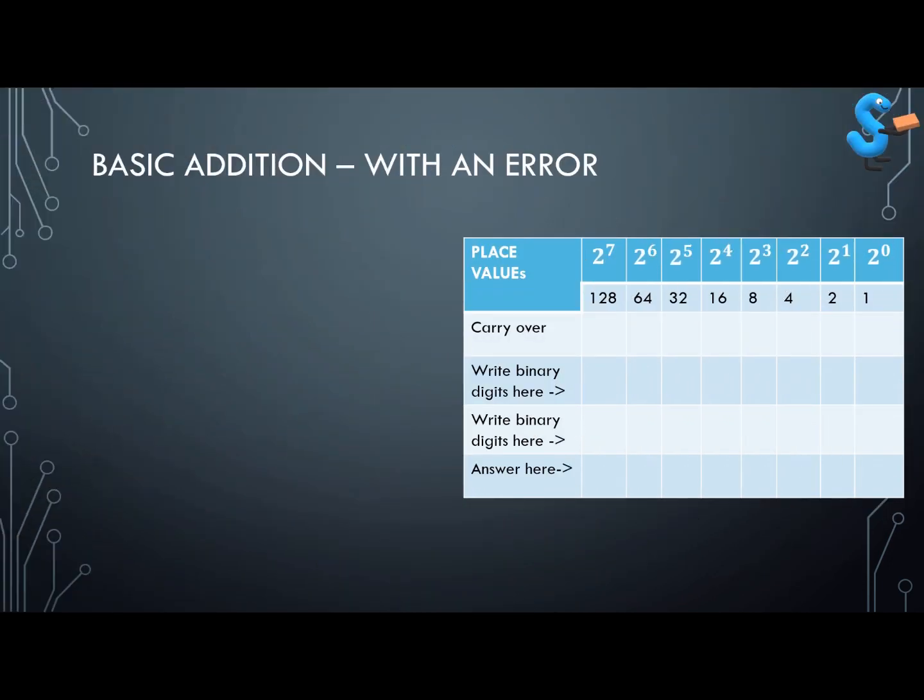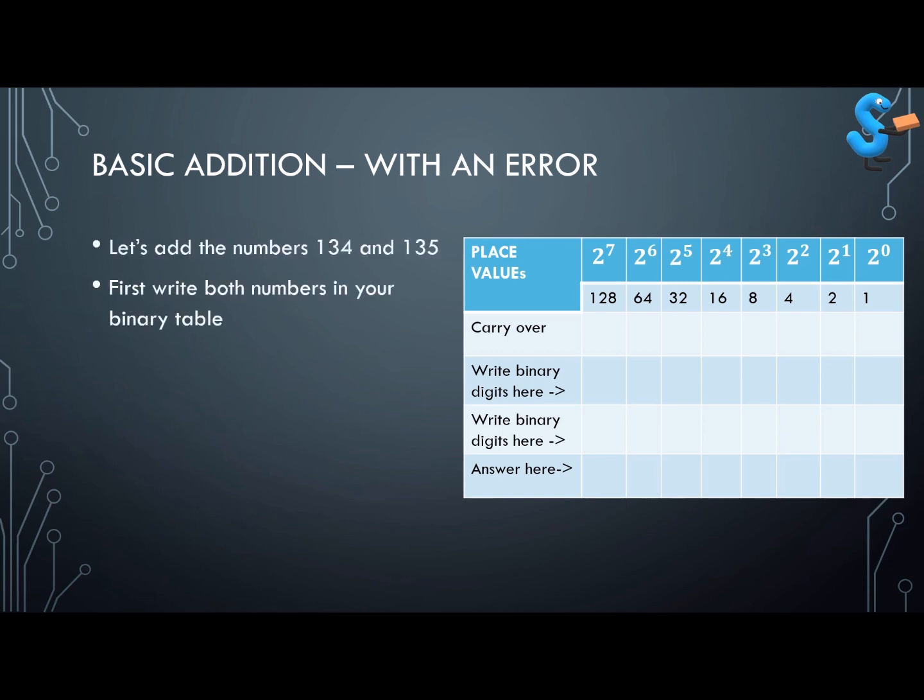Now we're going to talk about calculations that cause an error. In this case, we're going to add the numbers 134 and 135. So first step, write both numbers in your table. Then add them. So apply all the rules. Three ones, write 1, carry 1. And you write a couple of zeros. Last step.